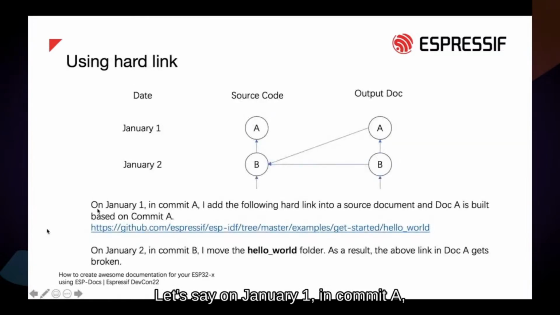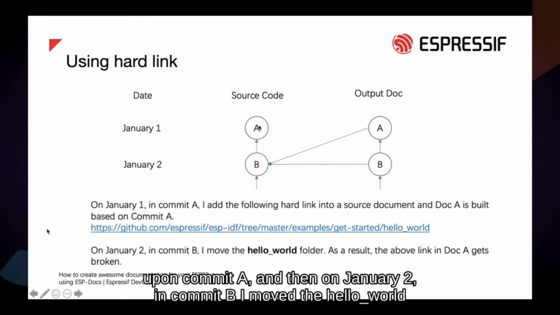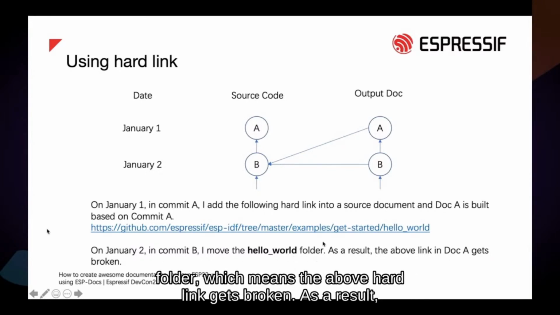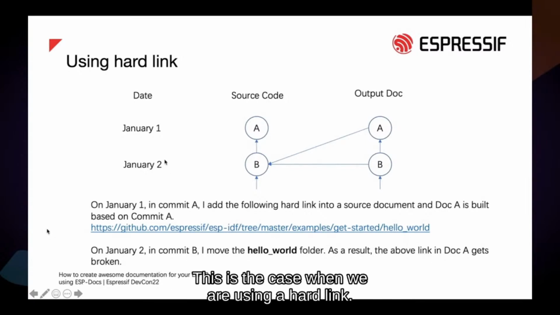Let's say on January 1st, in commit A, I added the following hot link into a source document, and then doc A is built upon commit A. And then on January 2nd, in commit B, I moved the hello world folder, which means the above hot link gets broken. So as a result, the above link in doc A gets broken. This is the case when we are using the hard link.